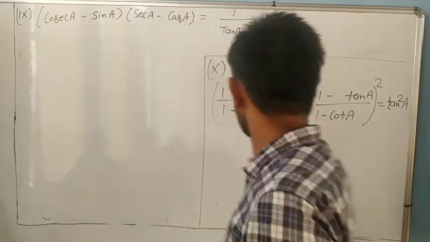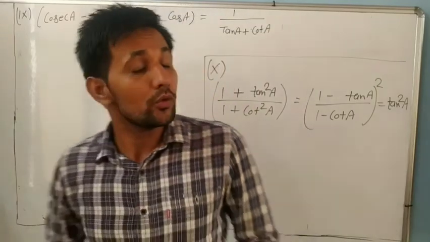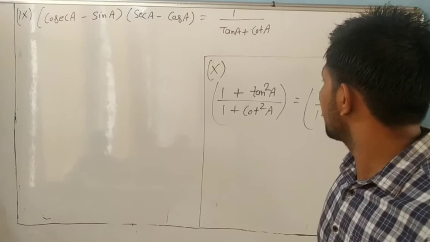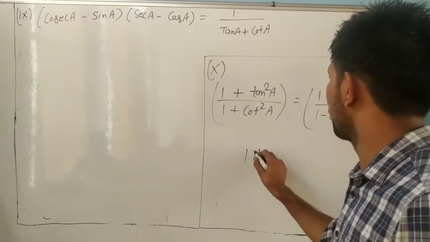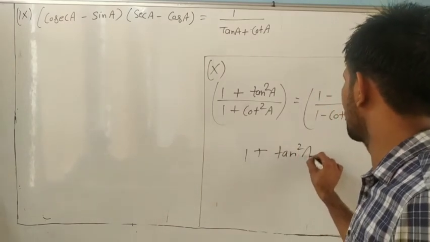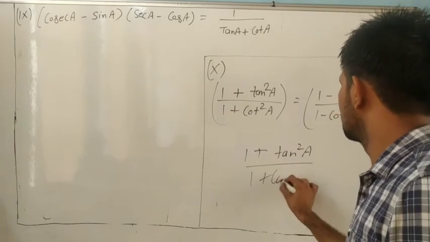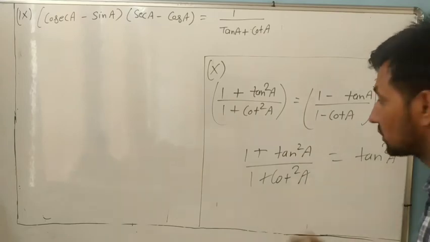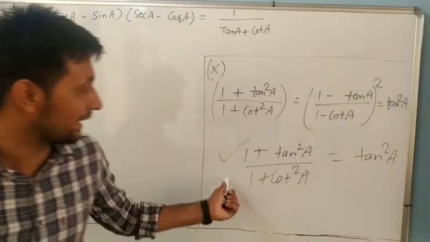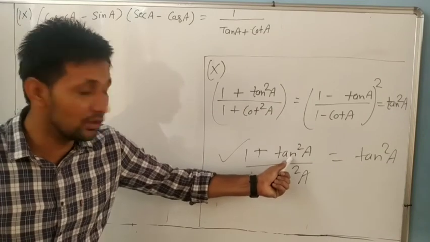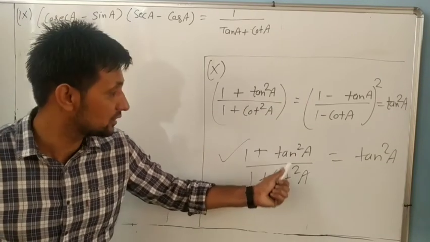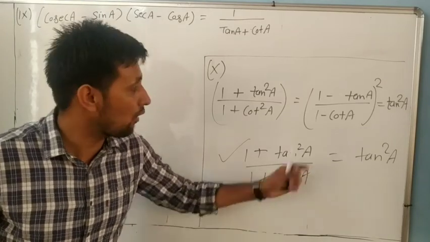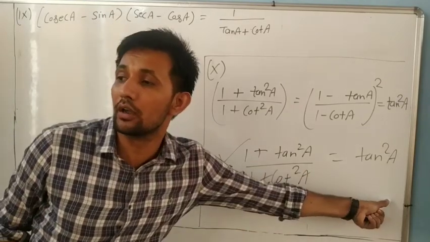Okay? Now the 10th part. In the 10th part, 1, 2, 3 are given, so out of the 3 you will take any 2. First you will take 1 plus tan square A, 1 plus cot square A equal to tan square A. Okay dear? First we will take this one, taking left hand side. What will we do? Change into sine and cos. Tan means sine by cos. It is also. Now after that you will solve left hand side equal to right.